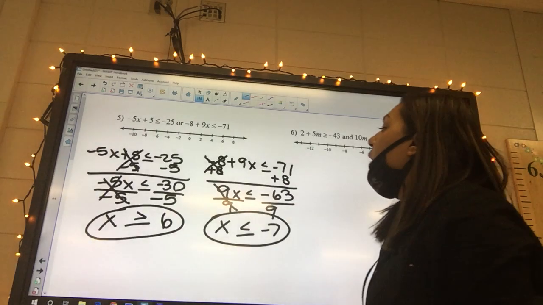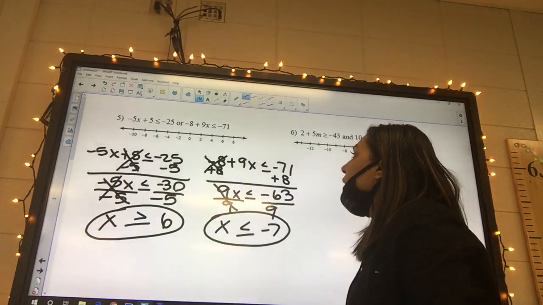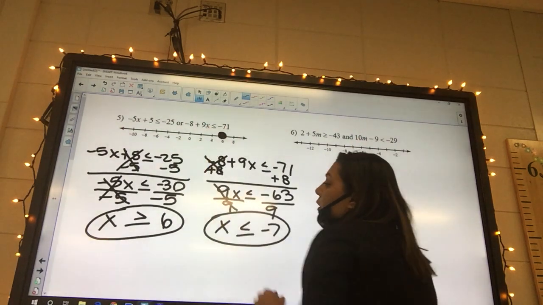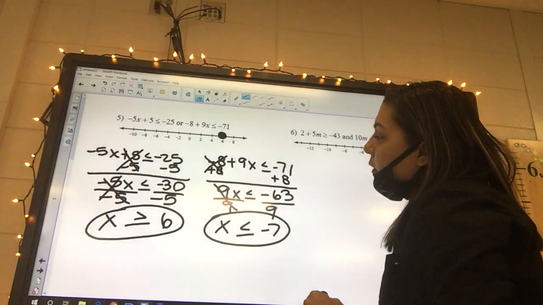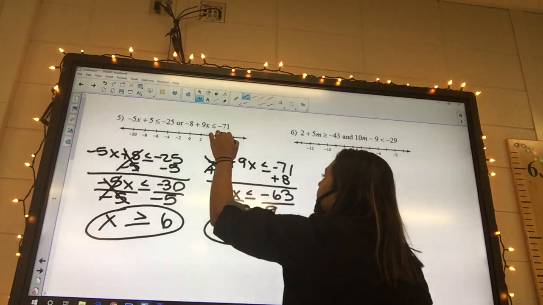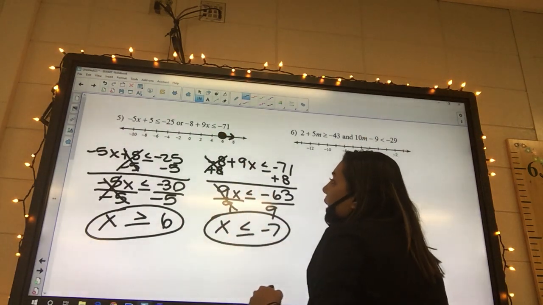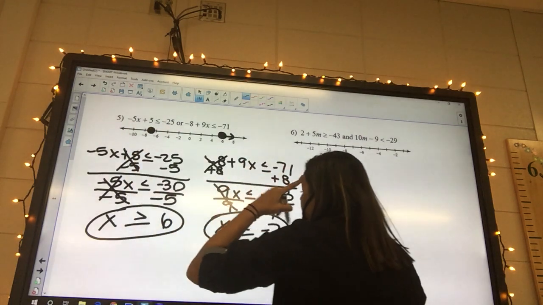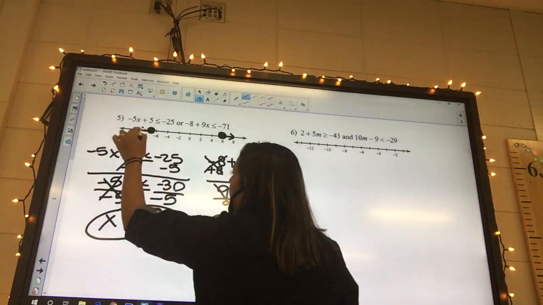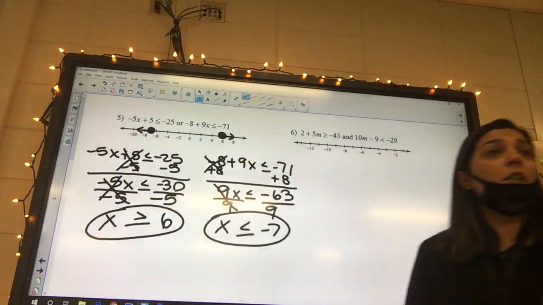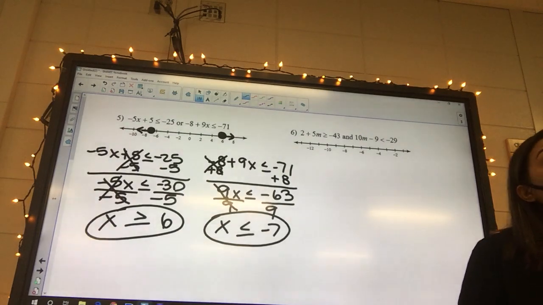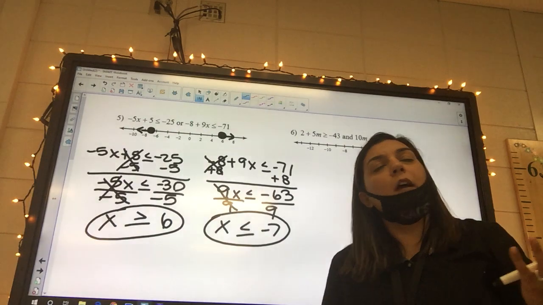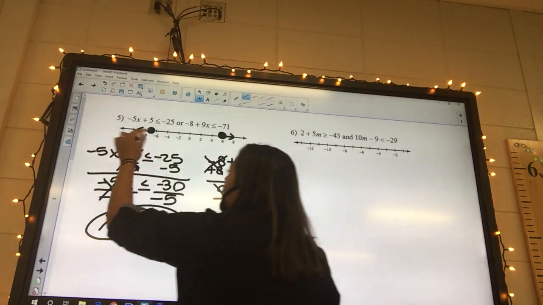Okay. Now, if we look at the 6, it should be closed, going to the right. And then the -7 should be closed, going to the left. Are these out away from each other? Does it look like an OR? Yeah. It does, so we know that it's probably right. Does it mean it's absolutely right? No. But it should look right, okay?